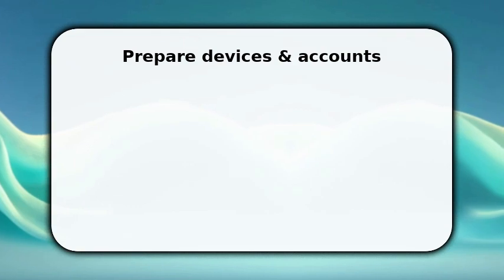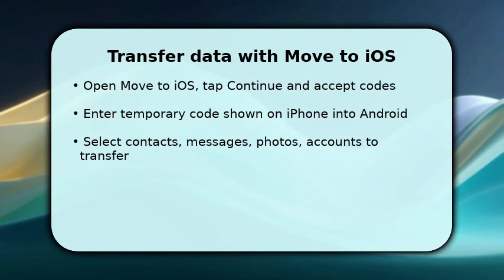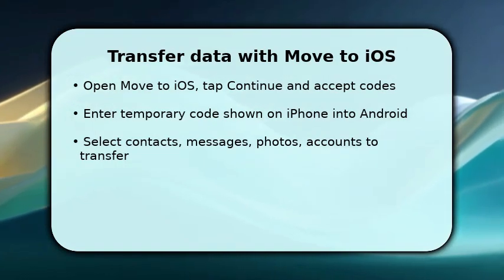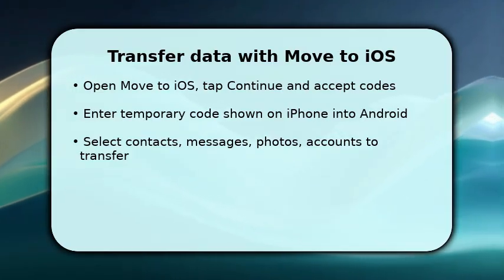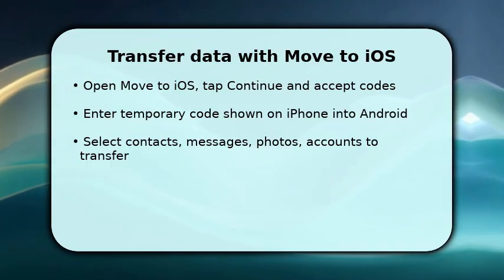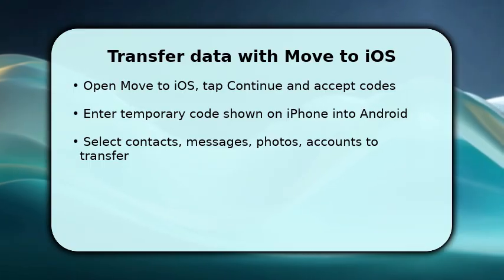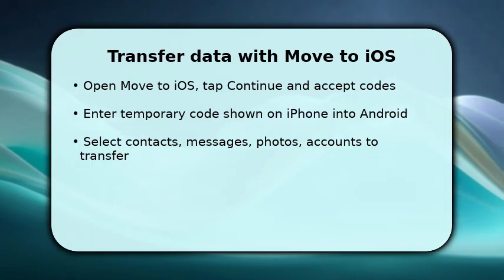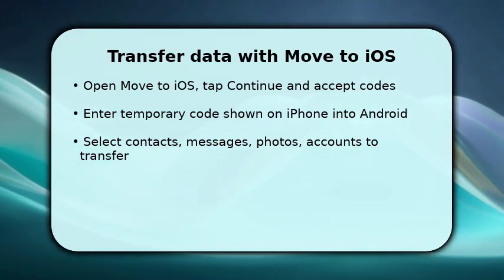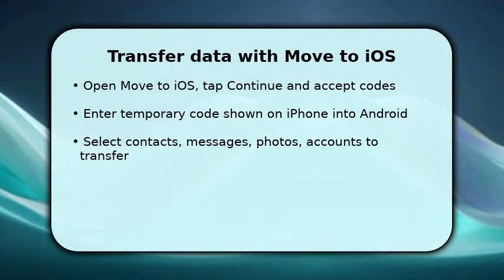You now perform the core transfer. Open Move to iOS on Android and tap Continue on both devices to display a temporary code on the iPhone. Once you enter that code on Android, the devices create a private Wi-Fi tunnel. This is why both must be on the same network. Next, pick the content types to copy, contacts, message history, photos, and Google account data, and tap Transfer. Expect time proportional to data size. Large photo libraries take longest.